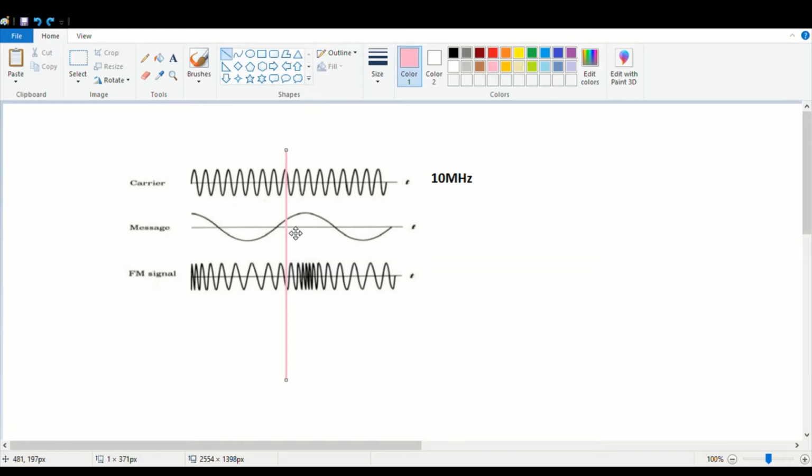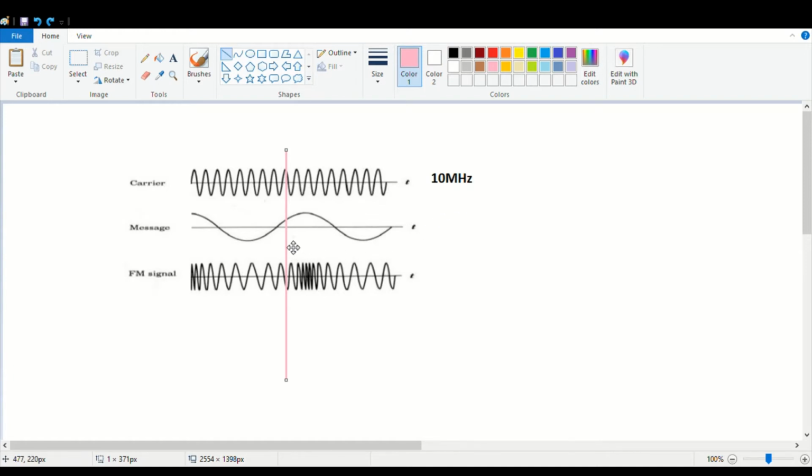So when the message signal has this much amplitude, if you observe from the previous condition, that is, the earlier condition where we took the amplitude to be 0, the corresponding frequency was 10 megahertz. Now here, the amplitude of the message signal is slightly increased. Accordingly, the frequency of the FM signal would have slightly increased to a value a little greater than 10 megahertz, say maybe 10.1 megahertz or 10.2 megahertz, something like that.